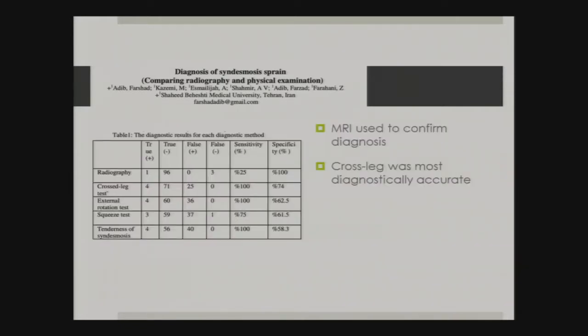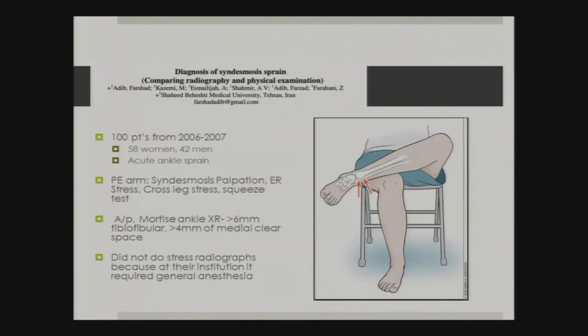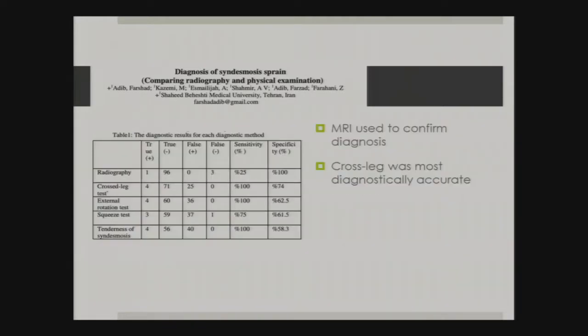But of the diagnostic tests that they went over, the most sensitive and specific was the cross-leg test, which was described on the previous slide. You place the injured leg over the contralateral knee and place a downward directed force on the knee, which stresses the syndesmosis. A positive test would be pain at the anterior syndesmosis there. Radiography had a low sensitivity, mainly because there was just one patient that had diastasis on their original presenting X-rays.